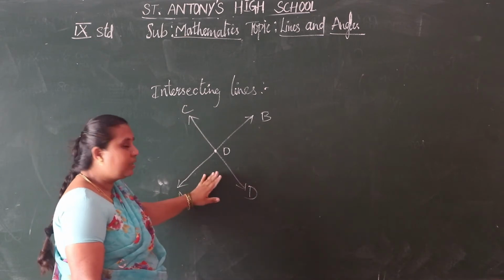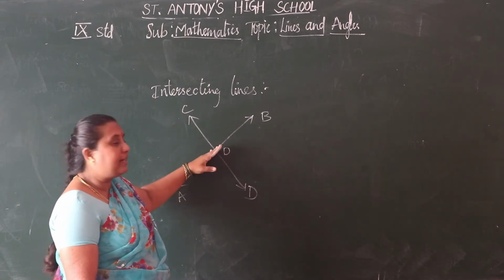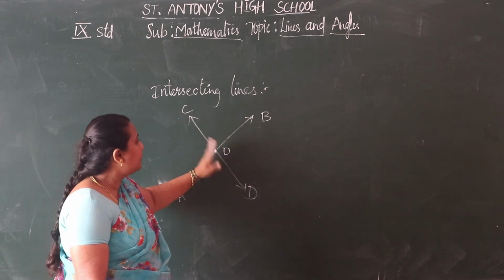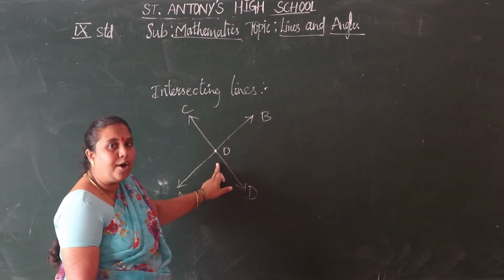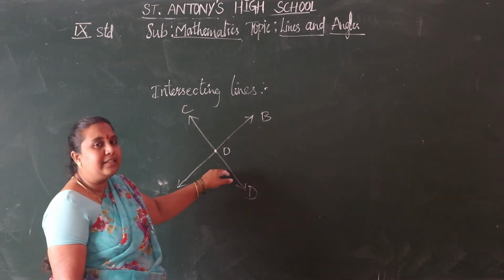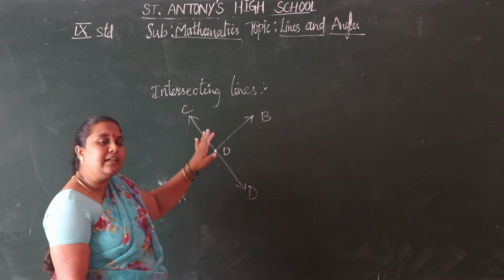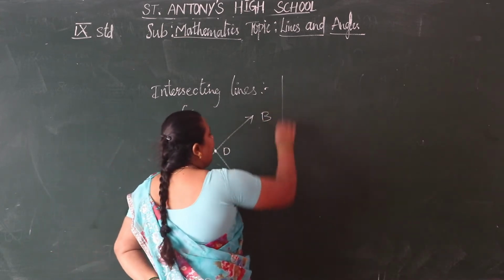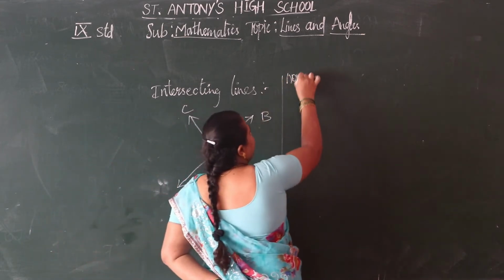So here we have two straight lines intersecting at a point O. So we can say these two lines are intersecting lines. And then we have another one, non-intersecting lines.